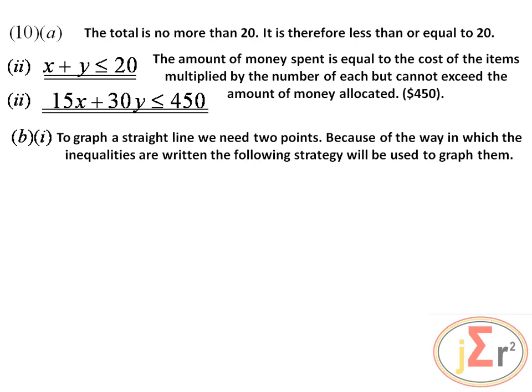In this particular case, the most convenient way to graph a line that is given with the x and y's on the left hand side and the pure number on the right hand side is to equate each one in turn to 0. So for the first line, let x equal 0. Then we have 0 plus y is equal to 20. Now we are graphing the lines associated with the inequalities. So y is equal to 20.